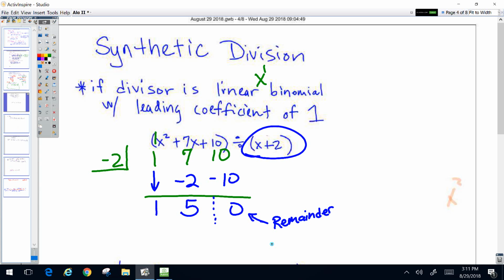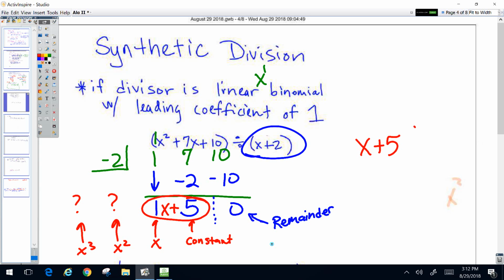Now, that doesn't look like x plus 5, but I see a 5. So when we're trying to get the expression that goes with it, this is always your constant. Don't do anything with it. The next one is your x. If we had another one, it would be an x squared, and another would be x cubed. There aren't any here, so we just have 1x plus 5. Our answer is x plus 5.